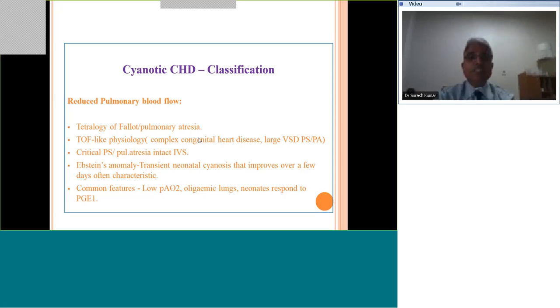The common features we already said of cyanotic congenital heart disease with reduced pulmonary blood flow are a low arterial PO2, chest X-ray showing oligemic lungs, and response to prostaglandin in the neonate.